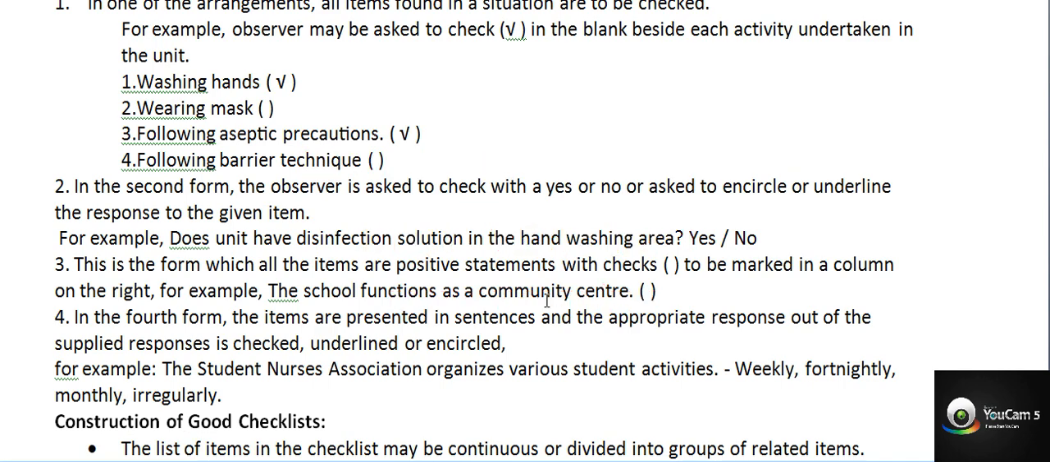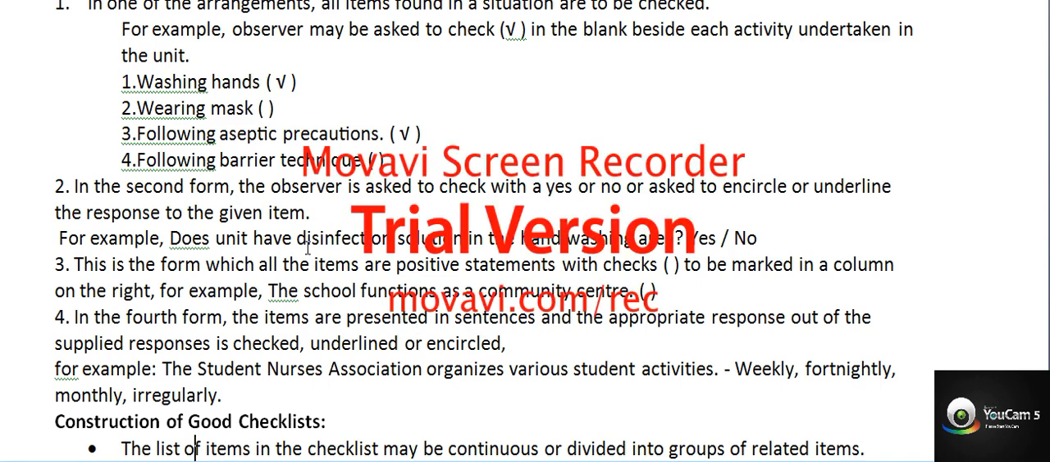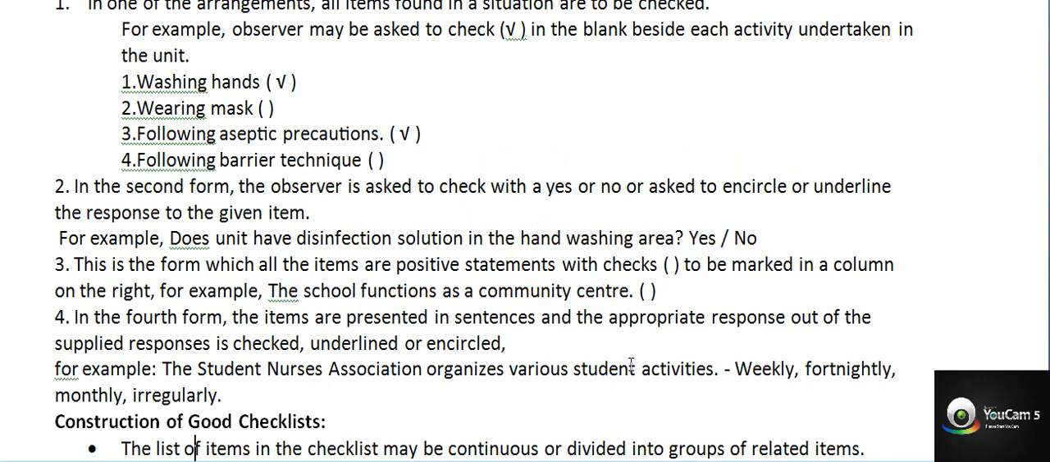If the statement is present in the candidate, you will put a tick. So example is the school functions as a community center. So you are just observing, you are going to the school, observing the school is working as a community center. So you put a check mark.